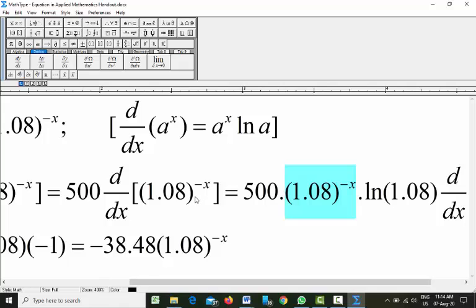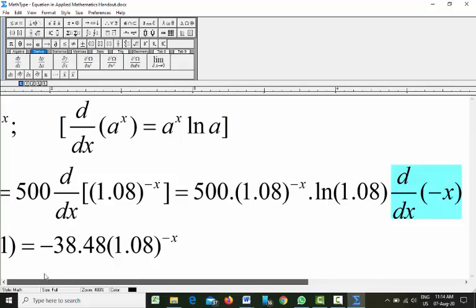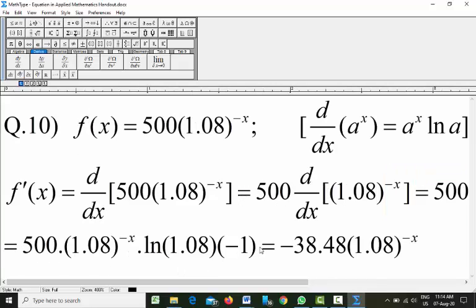And then we will take ln of that number. This is the difference. So we will take ln of that number, and then we will do differentiation of the power part, whatever we have in the power. If you do differentiation of this one, you will get minus 1.